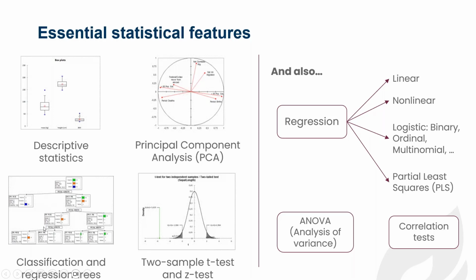We also have some machine learning tools with classification and regression trees, 2-sample t-test, and z-test. So we have a lot of different tests available. We have parametric tests and non-parametric tests. We can also do a lot of different regressions like linear regression, nonlinear regression, logistic regression, or PLS regression. And of course, one of our most used features is the ANOVA for analysis of variance, which is very popular as it is very complete in our software.